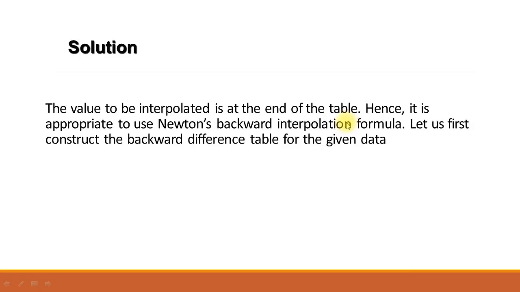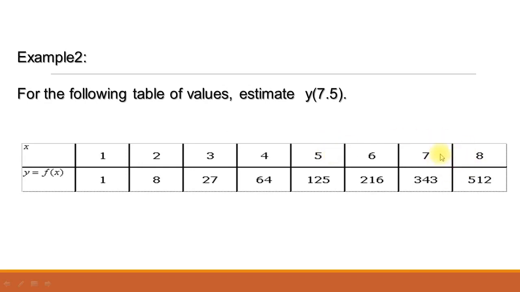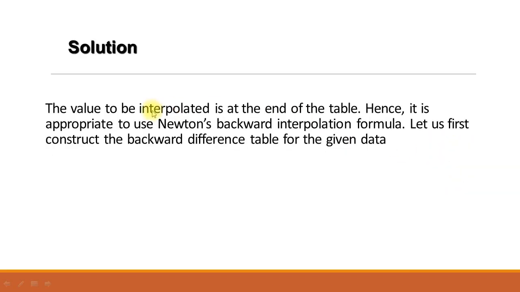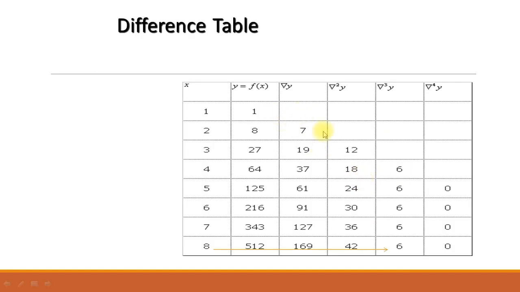First of all, construct the differences table. Since the value to be interpolated, 7.5, lies at the end of the table, it is appropriate to use Newton backward interpolation formula. Let's first construct the backward differences table for the given data. For the differences table, put the value of x in the first column and the value of y in the second column, and then find the first differences.